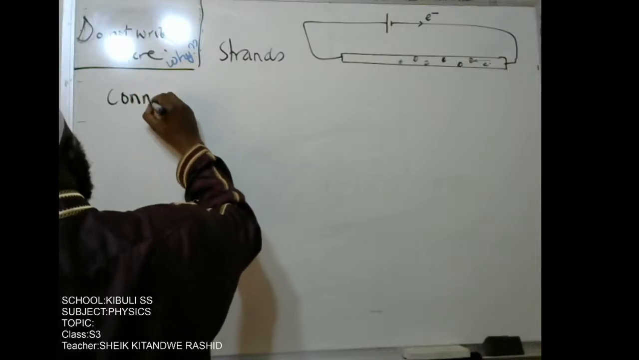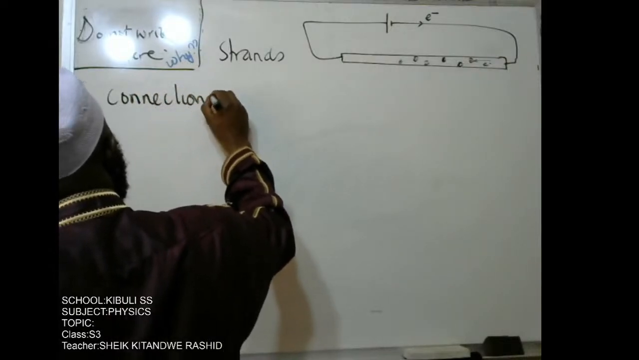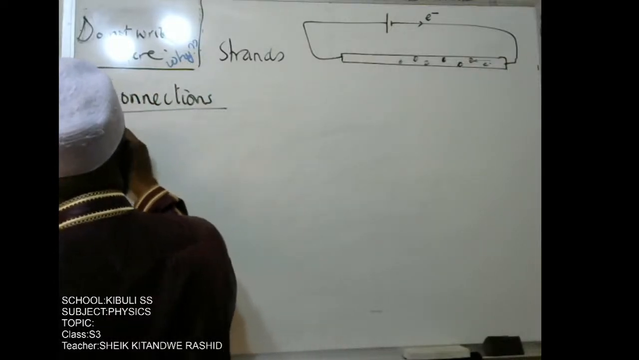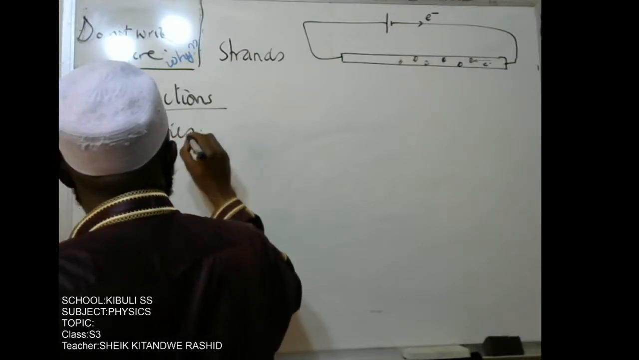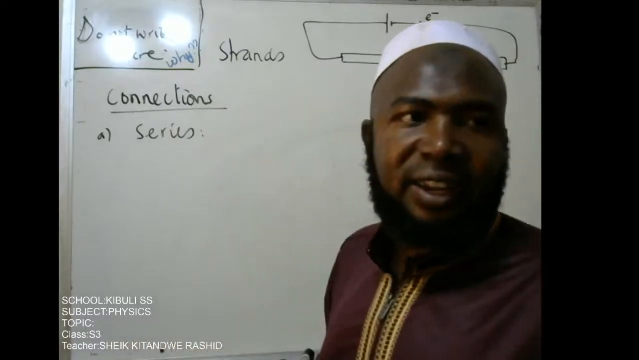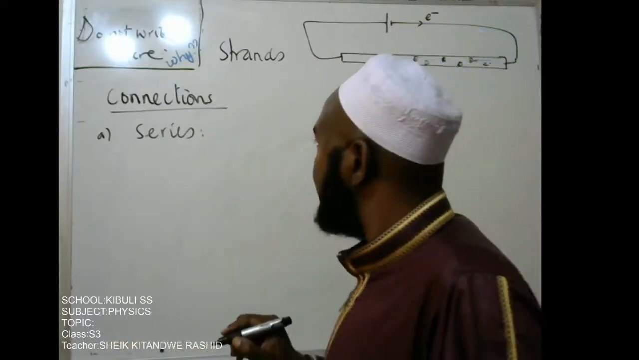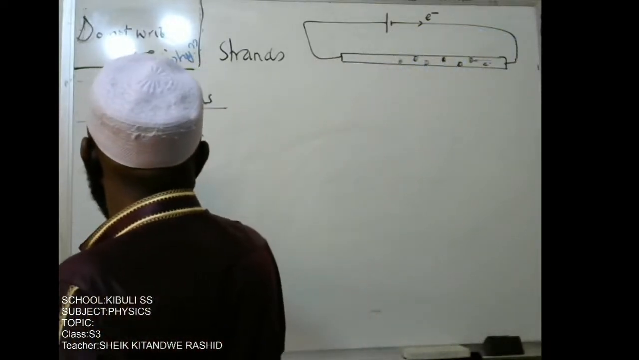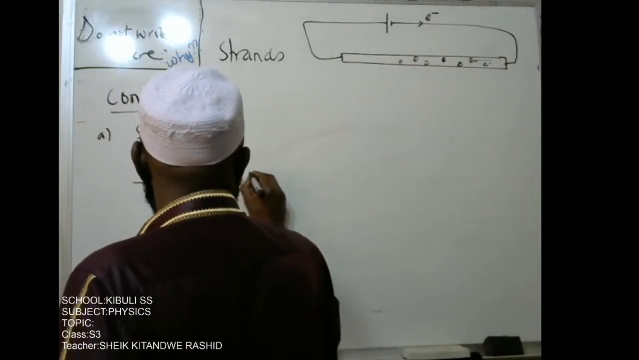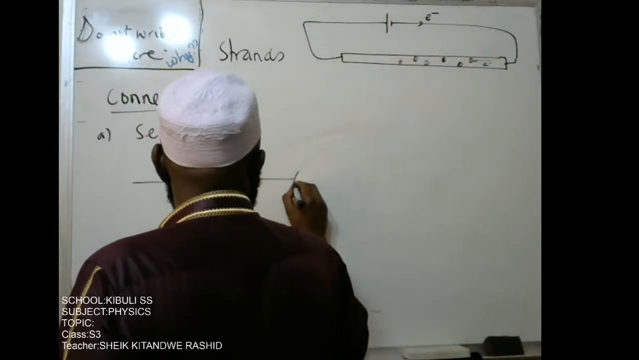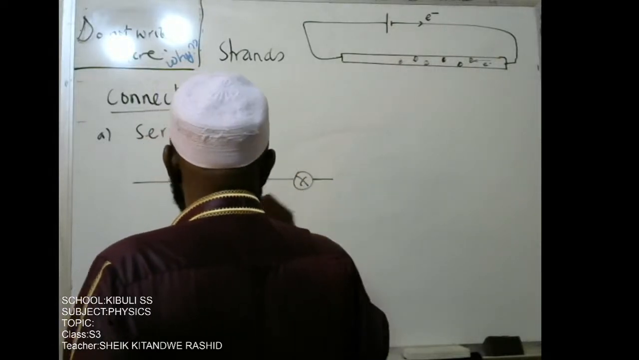connections. We can connect in series. So series means connecting end to end. So for example, if this is a bulb, we connect it in line with another bulb, in line with another bulb, like that.